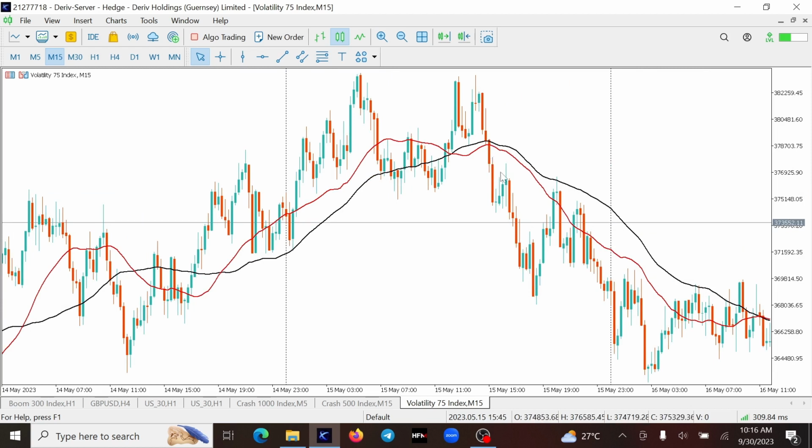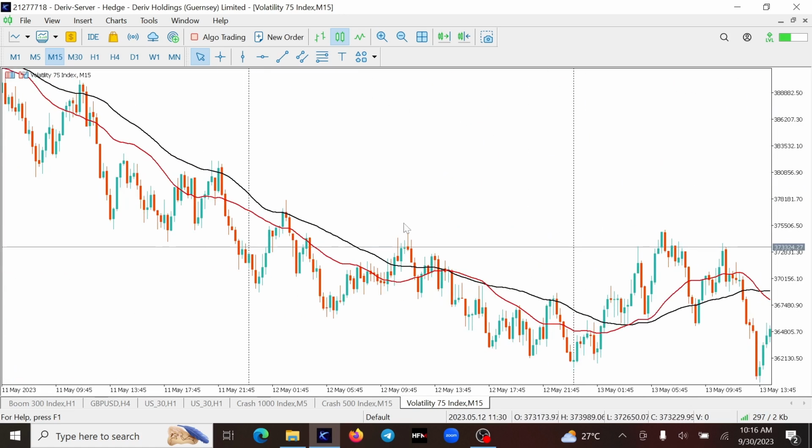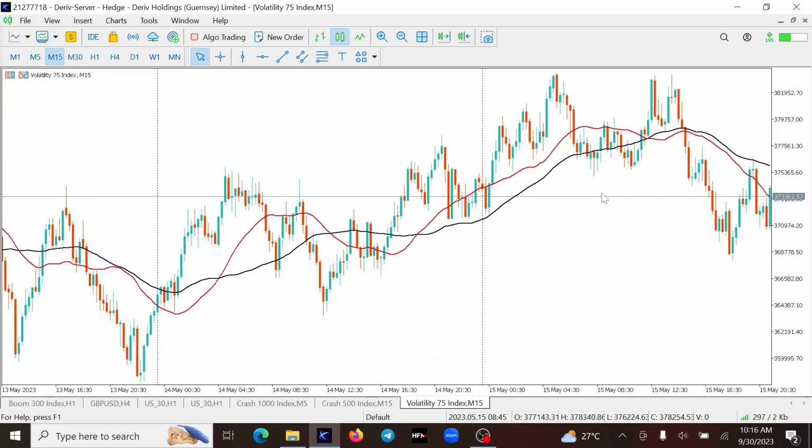You see, it moves nicely, and then you come and sell at the black zone, and your TP is here. As you can see, guys, it has worked all the time. Even this one that is a buy moved for a short time. Here you buy, your TP is here. You see that?